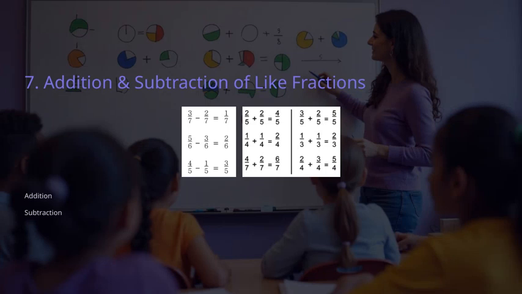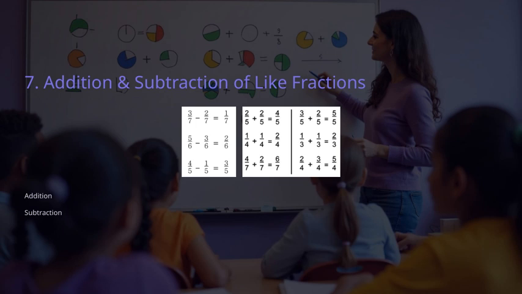Let's talk about adding and subtracting like fractions. When we say like fractions, we mean fractions that have the same denominator. This makes our calculations much simpler. First, for addition, you just add the numerators together while keeping the denominator the same. For example, if you have 3/8 plus 2/8, you add the 3 and 2 to get 5, and the denominator stays 8, so the answer is 5/8.